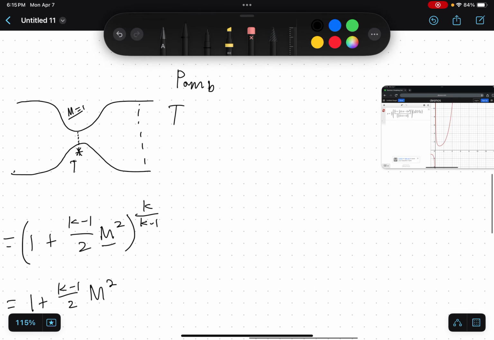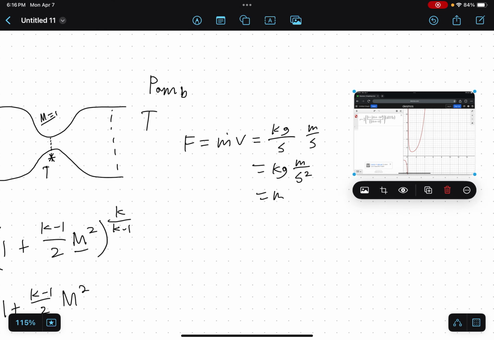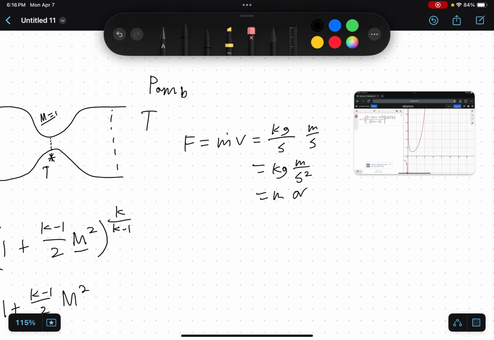Thrust is force equals m dot v. And to make sure the units work out, m dot is kilograms per second, and v is meters per second. And this would equal kilogram meters per second squared, which equals mass times acceleration. And mass times acceleration is force. So the units work out.